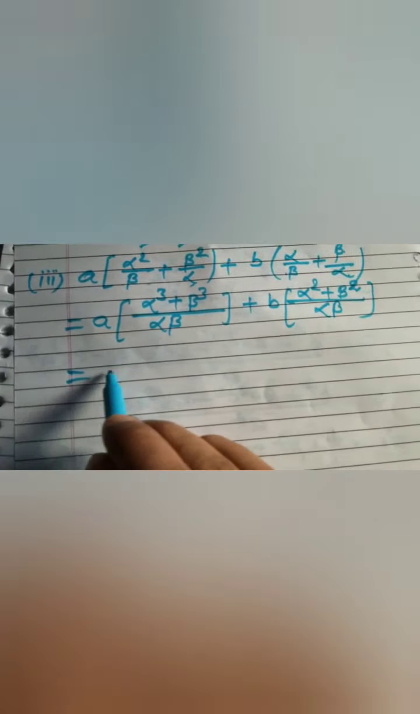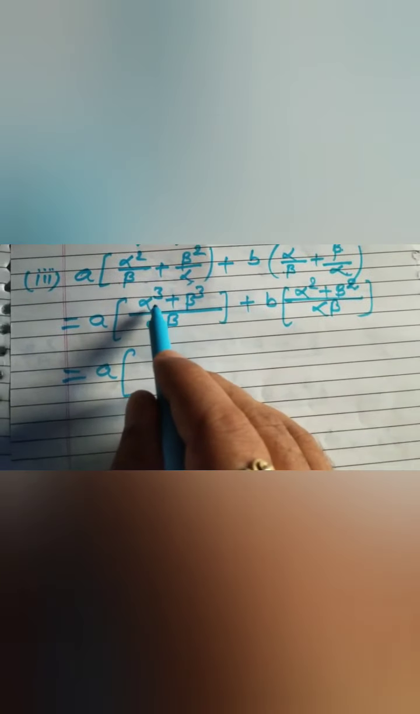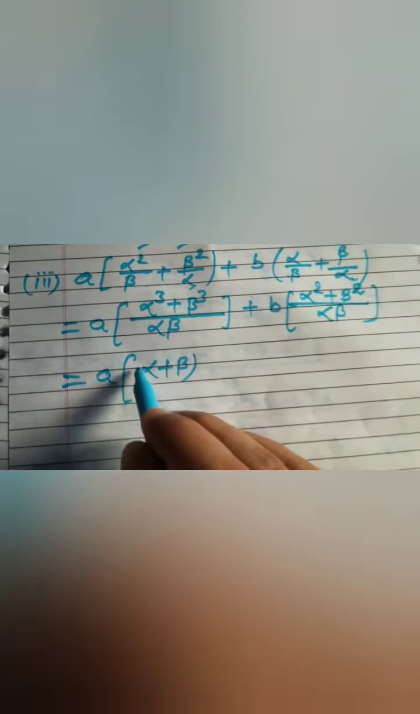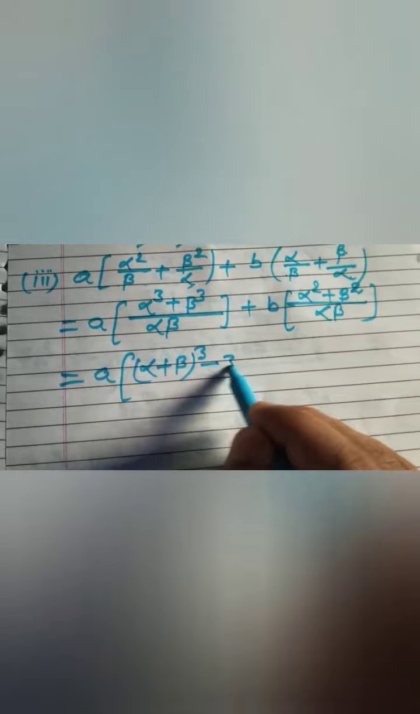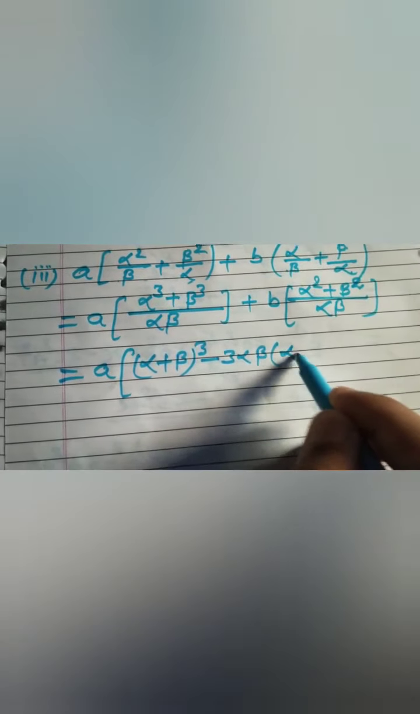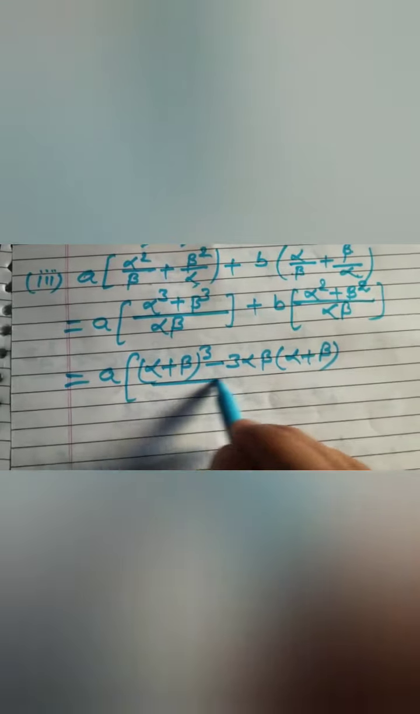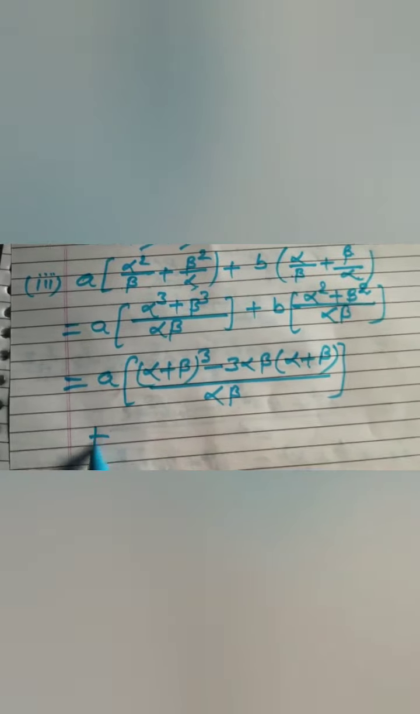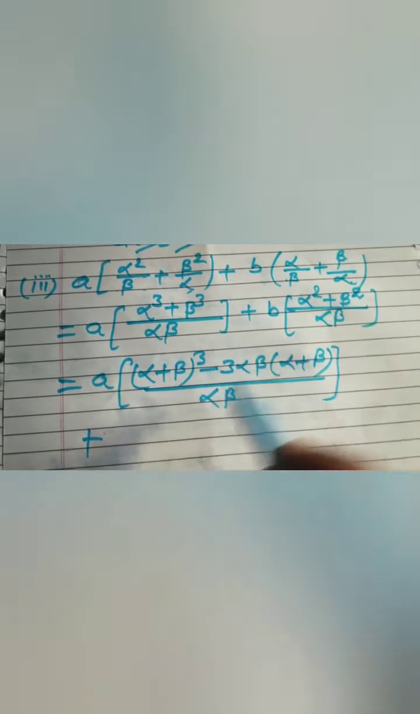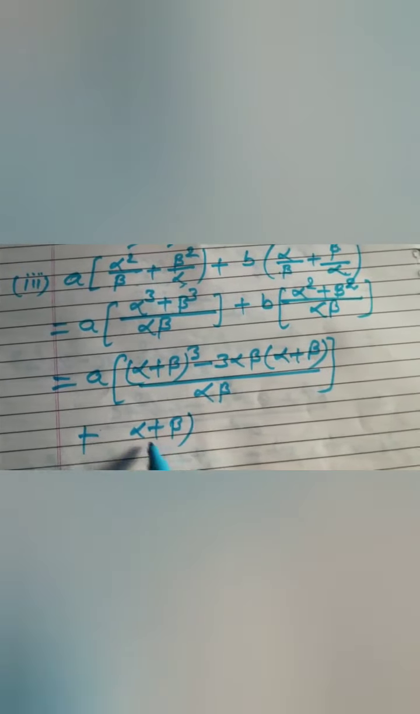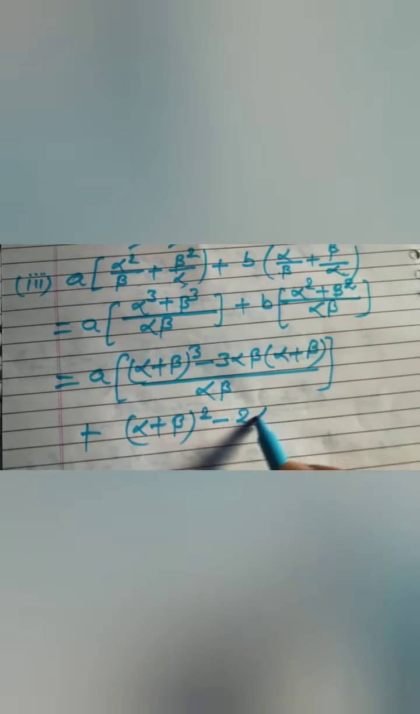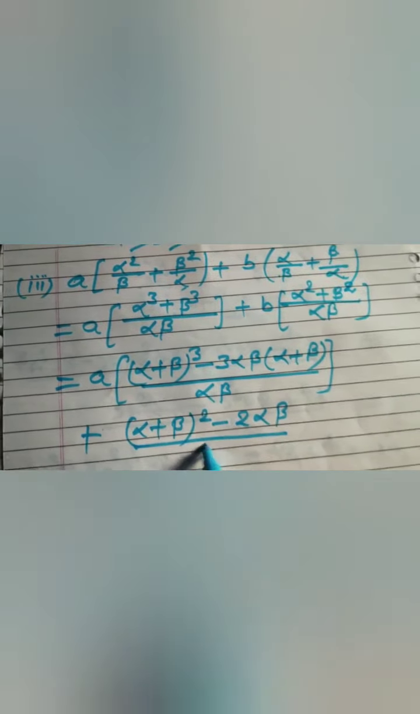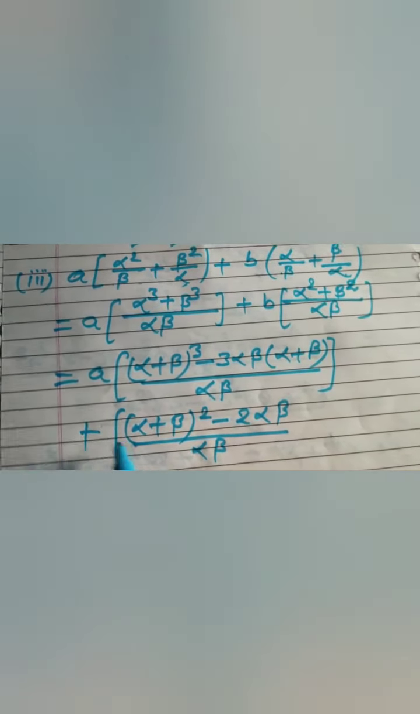So now it will be a into alpha cube plus beta cube. The formula for a cube plus b cube is (a plus b) the whole cube minus 3ab into (a plus b), upon alpha into beta, and the formula for a square plus b square is (a plus b) the whole square minus 2ab, and upon alpha beta is here, so write alpha beta and multiplied by b.